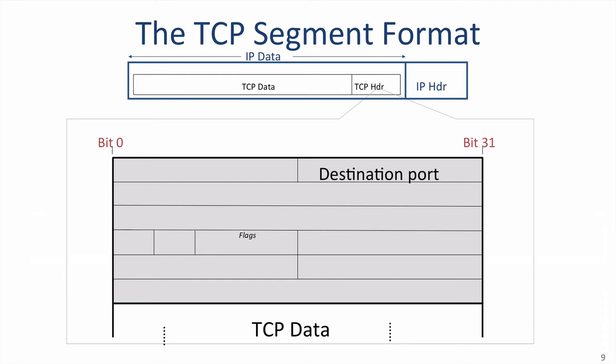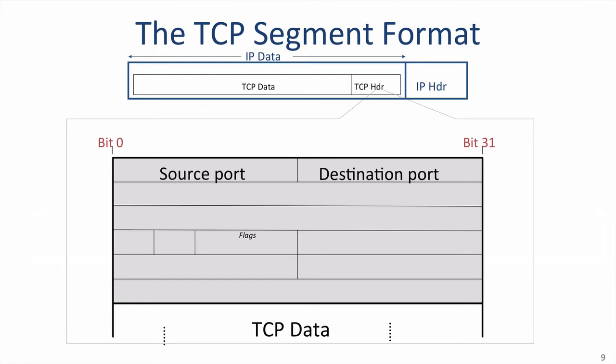For example, when we open a connection to an SSH server, we use destination port 22. For SMTP, the Simple Mail Transfer Protocol, we use port 25. Using a well-known port number lets host B identify the application it should establish the connection with.